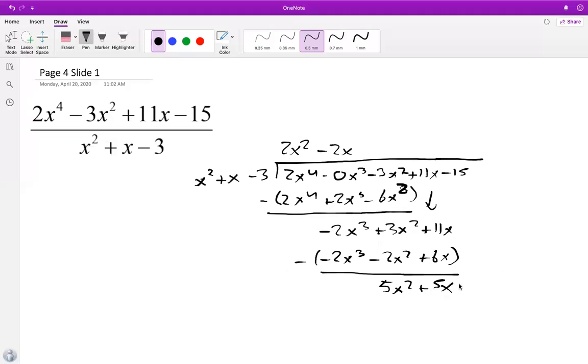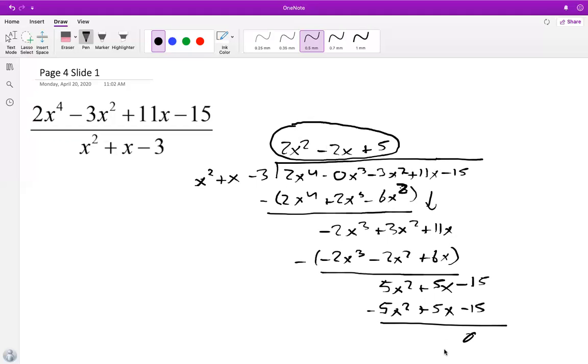Almost done. Bring down the negative 15. X squared into 5x squared is 5. So this looks like it's going to work out well. 5x squared plus 5x minus 15. Those are equal, so I get 0. So this is my answer, and there's no remainder because I got a 0 here at the bottom.